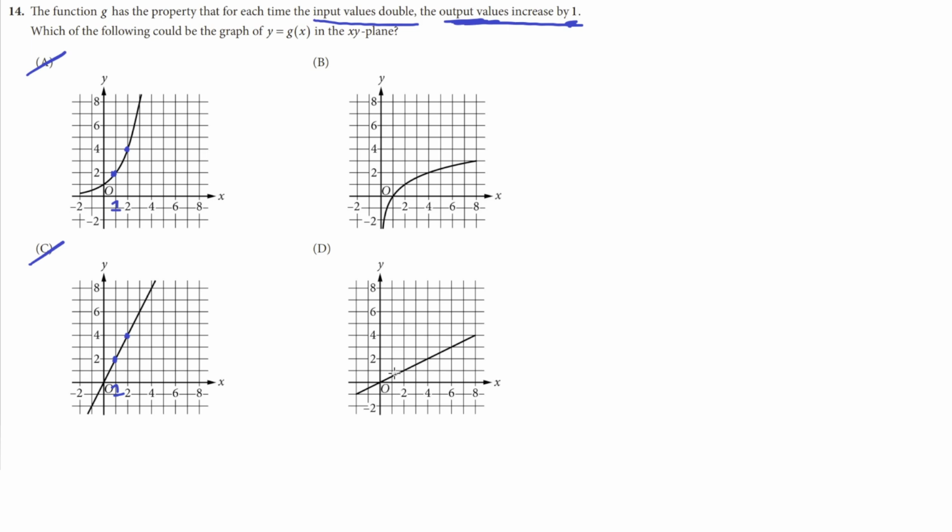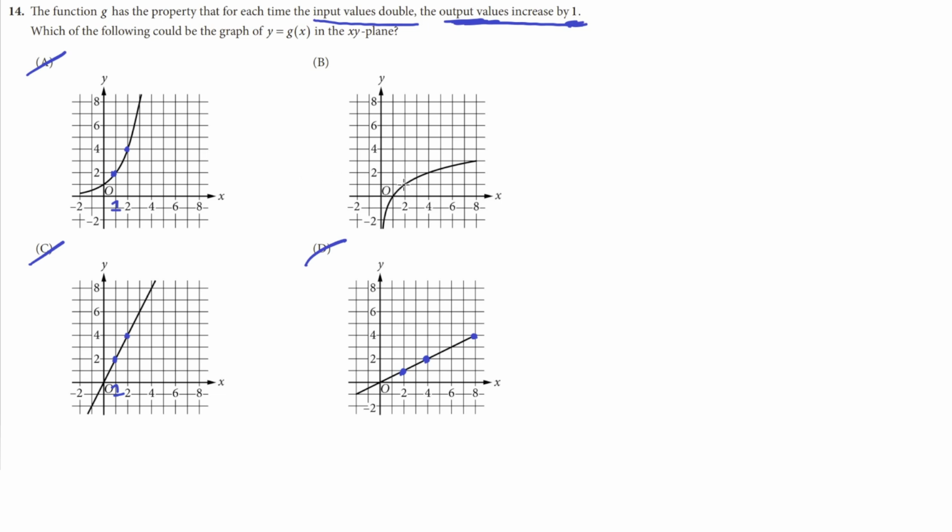Now let's look at D. Let's start at 2, 1. So let's double the input value from 2 to 4. And we see that the value of g of x, the value of y, went from 1 to 2. So that increased by 1. Now let's double the input again, going from 4 to 8. And we see that the graph of g of x increased from 2 to 4. But that's incorrect because we need it to go up by 1 only. So D is incorrect. B is the only one left, but let's see if it's correct.